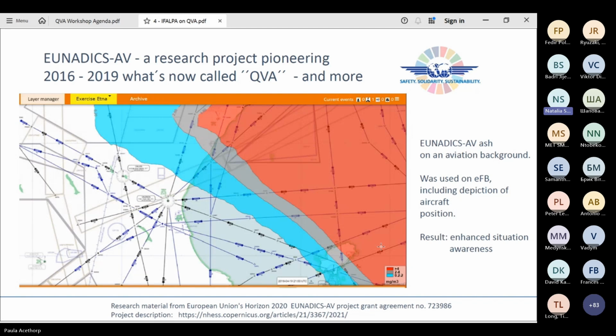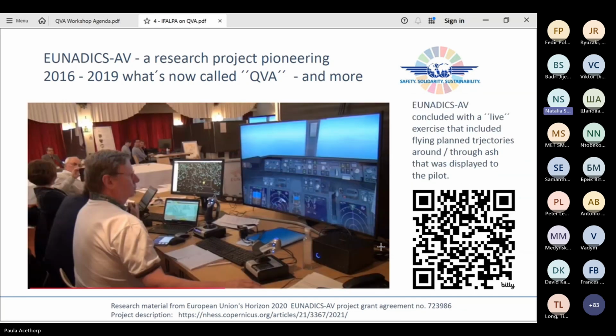Enhanced situational awareness, that's what I wrote on the slide. For anyone who wants to know, a detailed scientific project description is available at the link at the bottom of the slides. This is non-scientific, but I'd like to draw your attention, for those who want to, to the QR code. It takes you to a short movie that is a description of the project.